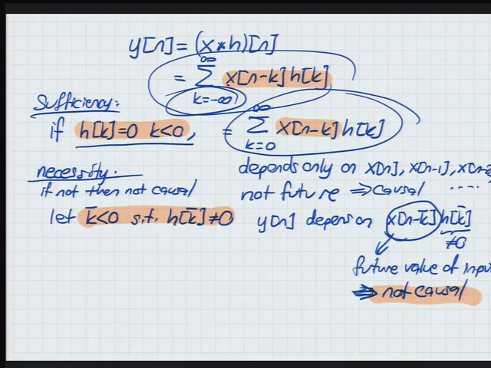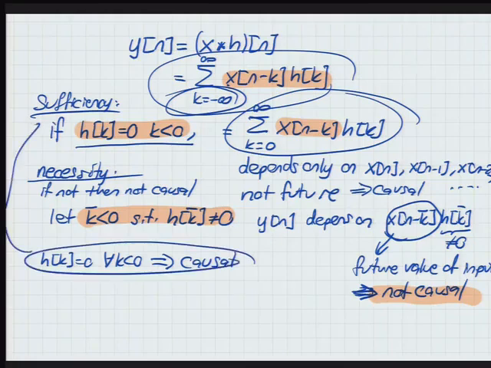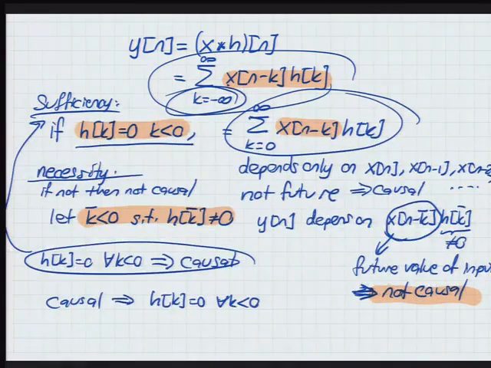So I just wanted to make sure this was clear. Sufficiency here meant that this condition, h[k] = 0 for all k less than 0, implies causal. Okay, this is what went in here. Necessity means causal implies that the causal system must necessarily have this property for all k. But to show this equivalently, you can prove the contrapositive, which means not.